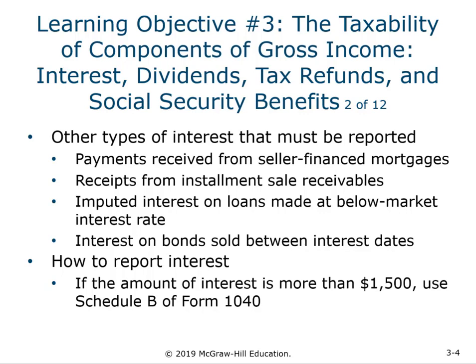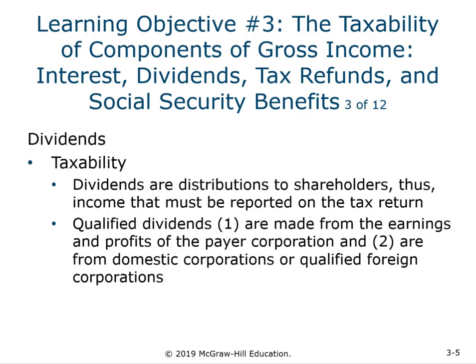All interest is reported if it's more than $1,500 on Schedule B. If you have less than $1,500, you can just put it on the line on the 1040. But if it's more than $1,500, you just need to use Schedule B. You can always use a Schedule B, even if it's less than $1,500, but you must do so if it's over $1,500 to report interest and dividends, as we'll see in the next slides.